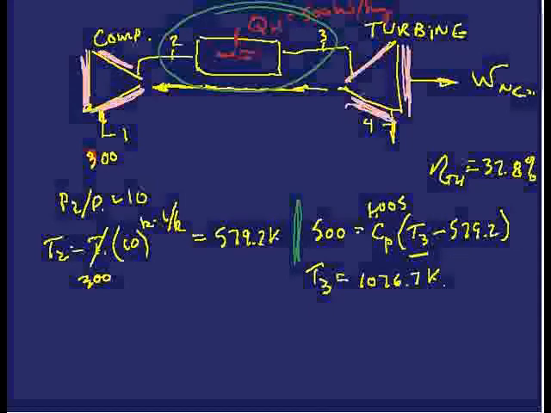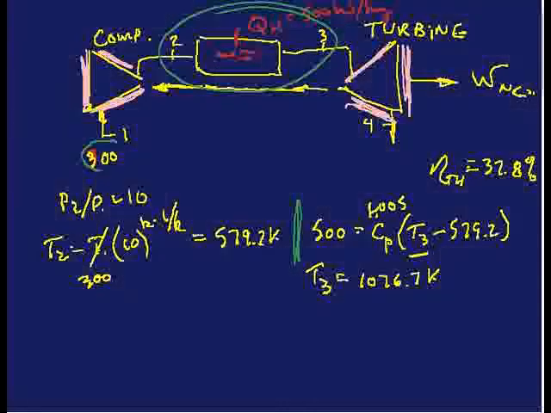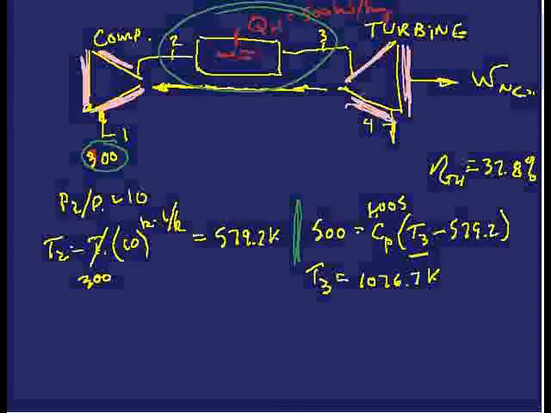Now, we have T1, 300. We have T2, 579.2. In a gas cycle, you're usually trying to find the temperatures, because if it's an ideal gas, that will indicate the energy content. T3, we have 1076. Now let's calculate T4 if it were an ideal turbine. You're trying to find the efficiency of the turbine.